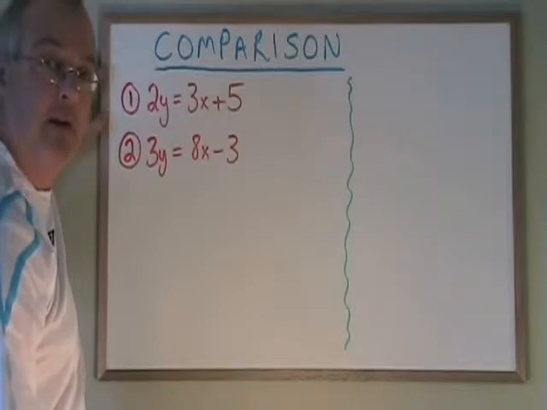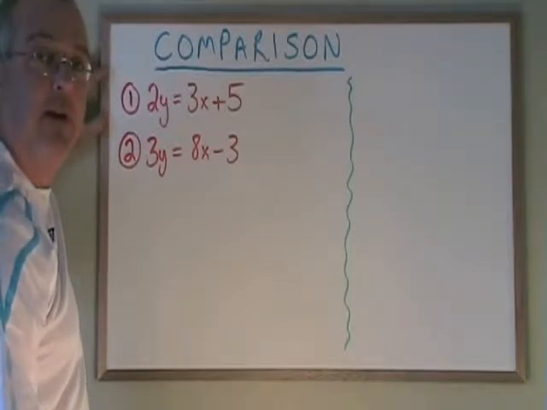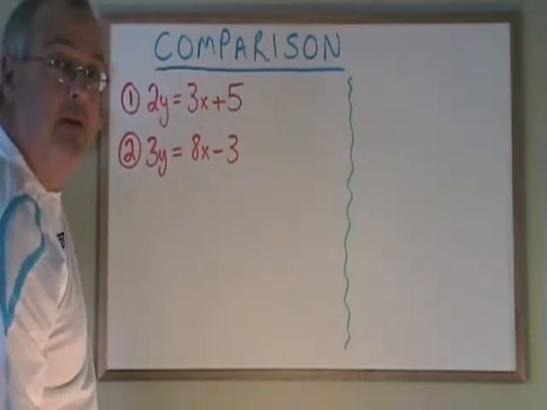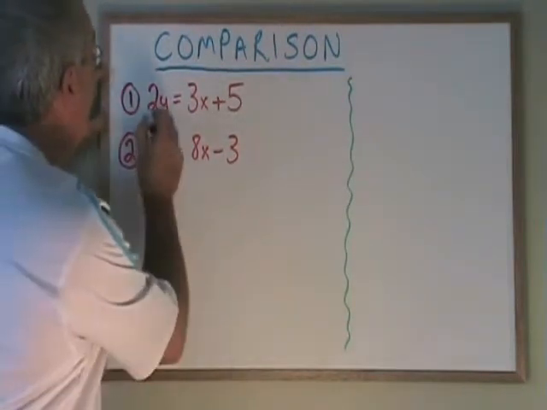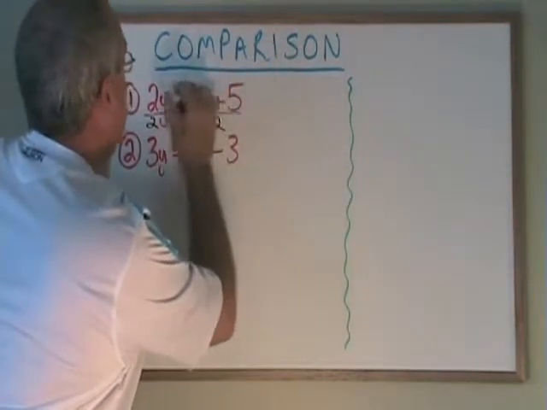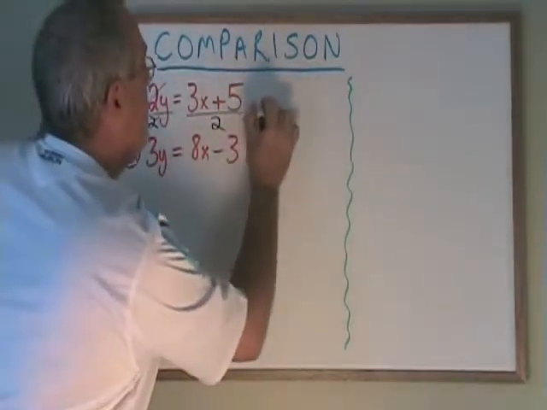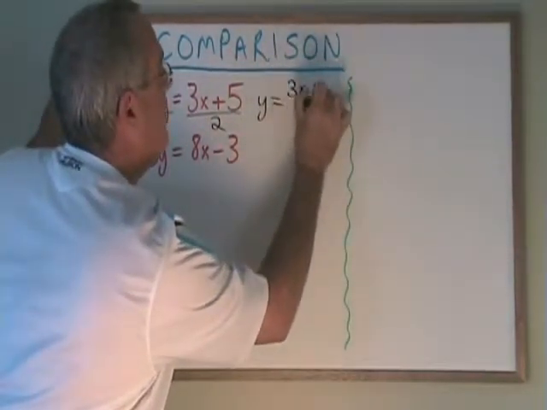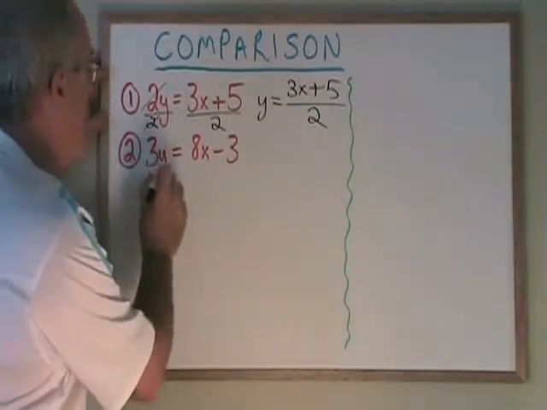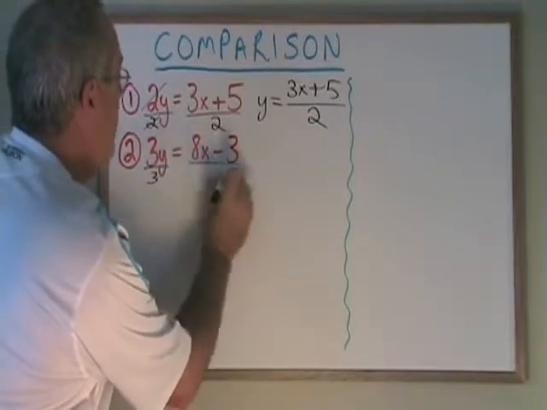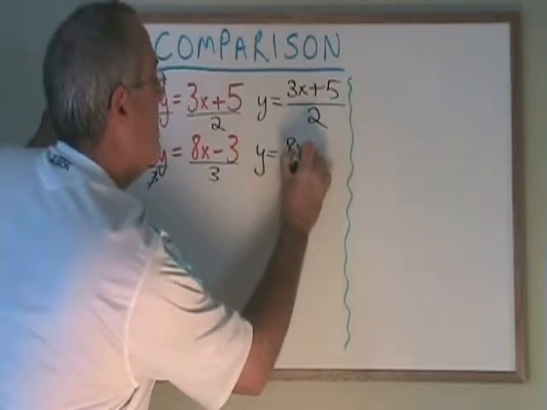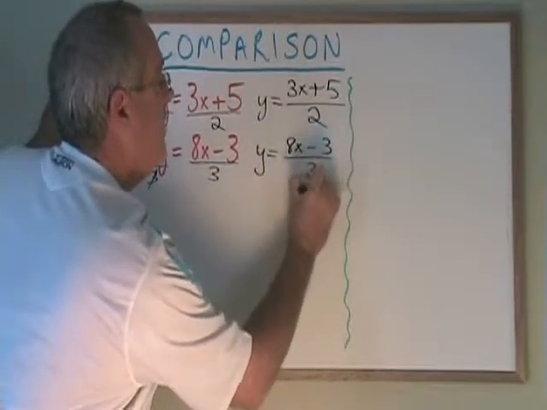The first step of comparison is you pick one of the variables and you isolate it in both equations. Because the y is almost isolated already in both of these, I'm going to pick the y. If I divide both sides of this equation by 2, I get y equals (3x plus 5) over 2. If I do the same thing here, divide both sides of the equation by 3, these 3's cancel, and I get y equals (8x minus 3) over 3.